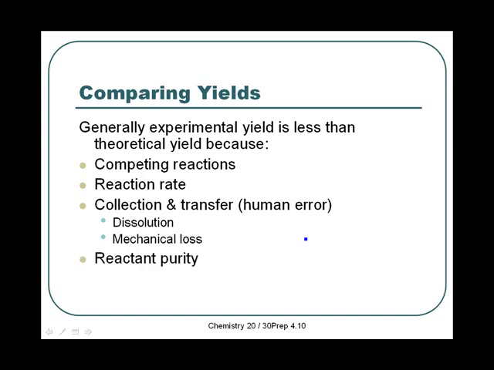The reactants may not be pure, so when we weigh a reactant, if there's impurities in there, we're going to be weighing things that aren't actually reacting. And some reactions don't go 100%. So some reactions, not all of the reactants end up becoming products, and those reactions are equilibrium reactions.